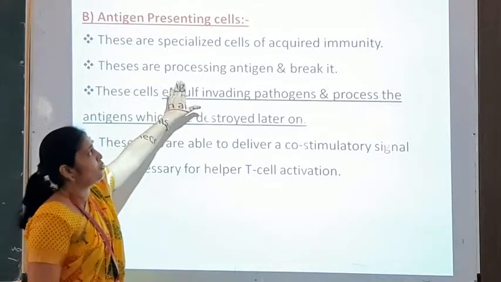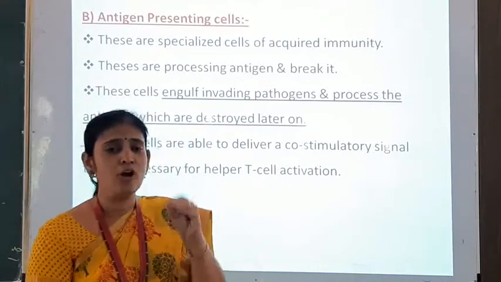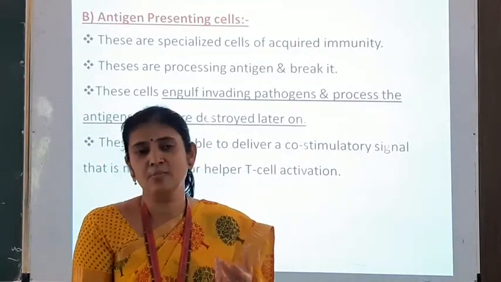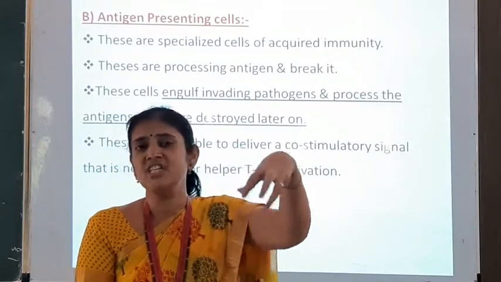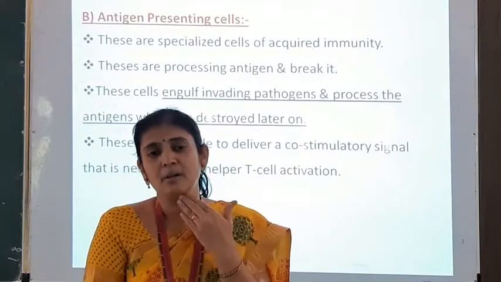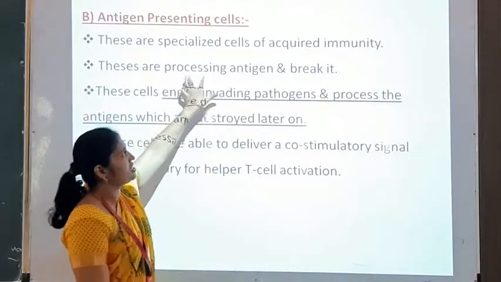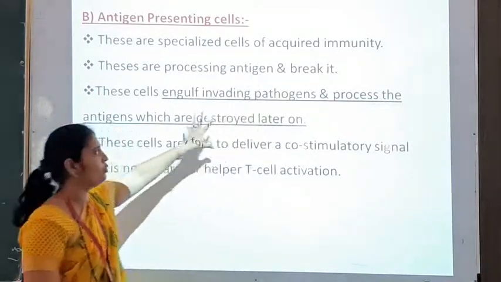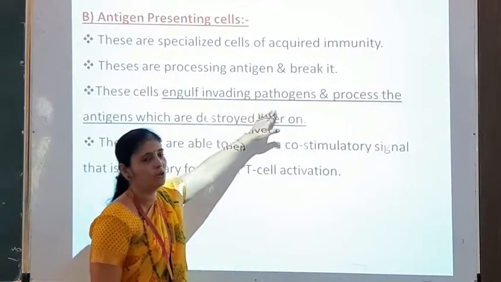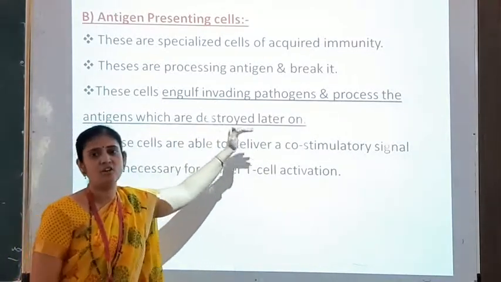These are processing antigen and breaking it. Means these are not forming any antibody, but they are processing the antigen. म्हणजे काहीतरी प्रोसेसिंग त्या अँटीजेनवरती केली जाते ह्या सेलकडून, and the antigens are breaking. So here it is said, these are processing antigen and breaking it. So what is the action? These cells engulf invading pathogens and process the antigens which are destroyed later on.